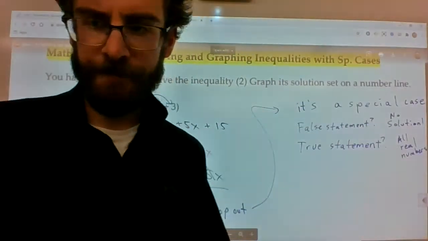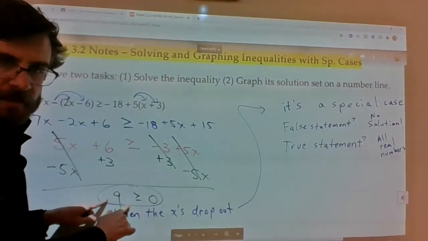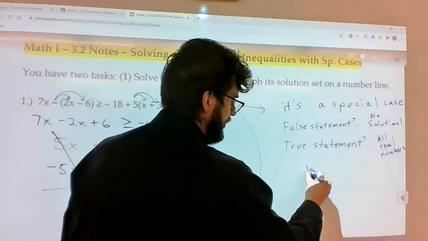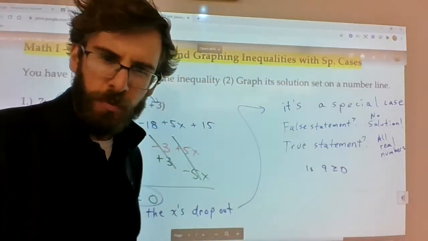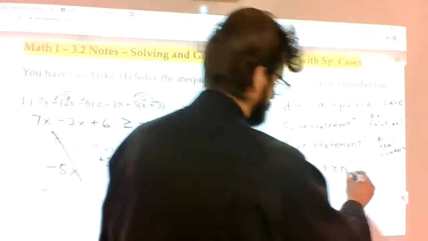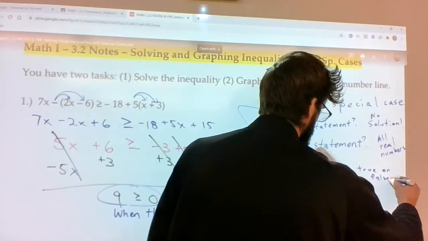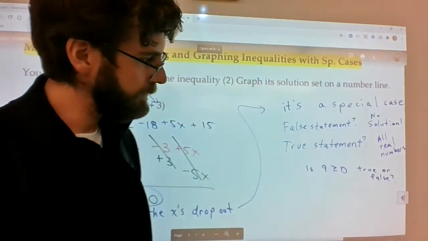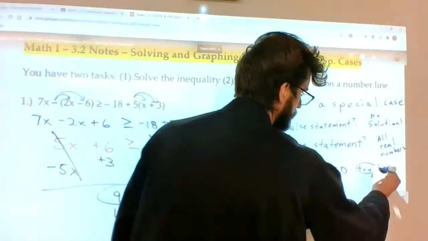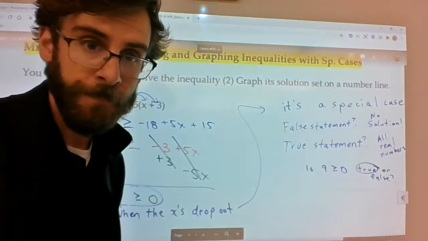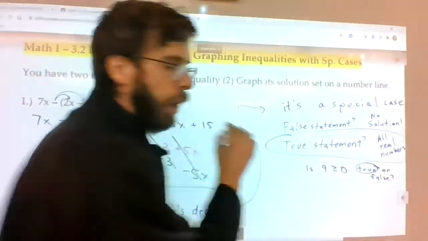So here's the question. Here's my last statement. Is 9 is greater than or equal to 0? Is that true or false? Last time I checked, 9 was bigger than 0. It's true. Which means your conclusion should be all real numbers.